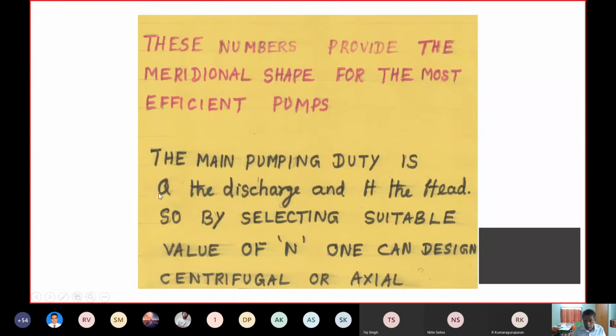The main pumping duty is Q the discharge and H the head. So by selecting a suitable value of N, one can design centrifugal or axial. That means there is some leeway, by choosing N, you can go from centrifugal to axial, but N also could have limitations. You can't have extreme values of N. So for a particular duty, sometimes you may have to go for a centrifugal machine, and for some you may have to go for axial flow pumps.